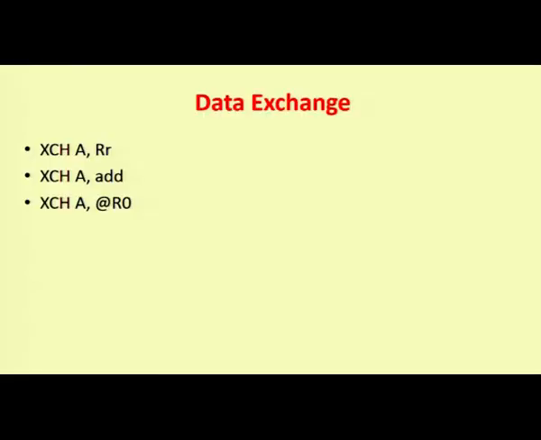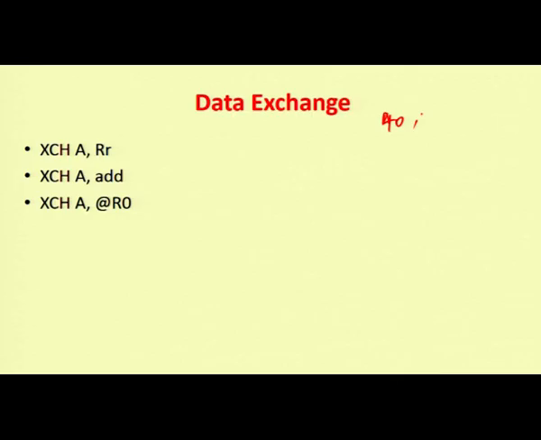Then one more instruction available in the data transfer instructions is data exchange. Data exchange is used to exchange between two registers. One of the registers should be the accumulator, and the other can be any one of the registers, memory, or indirect memory. In case of a register, the D0 to D7 bits in the given register will be interchanged with the accumulator.